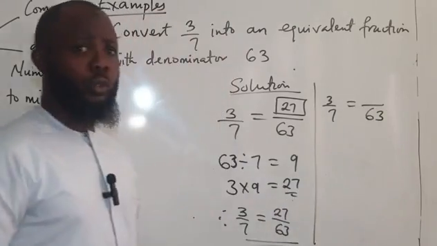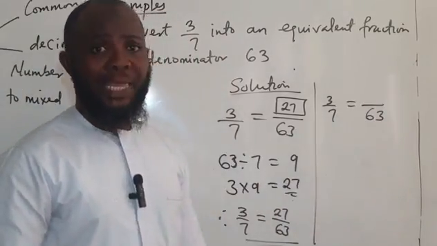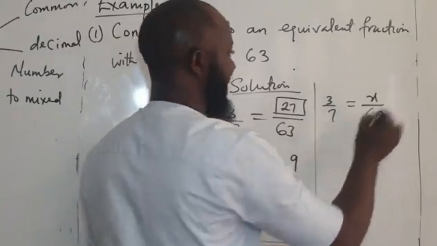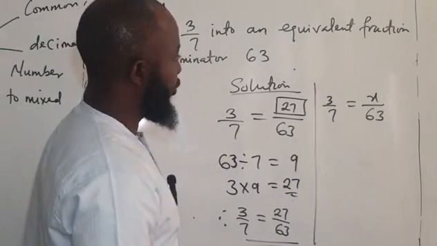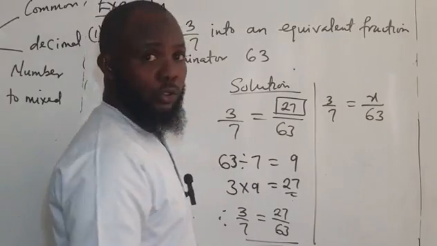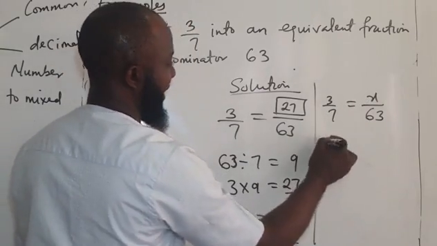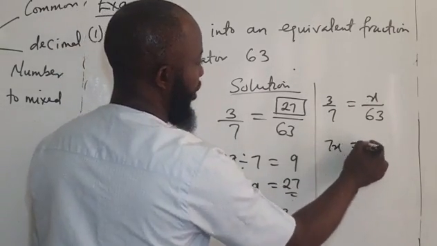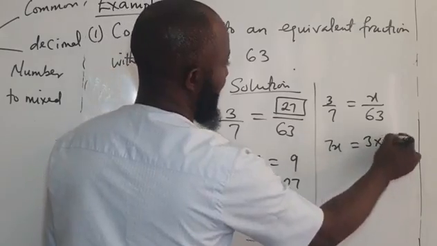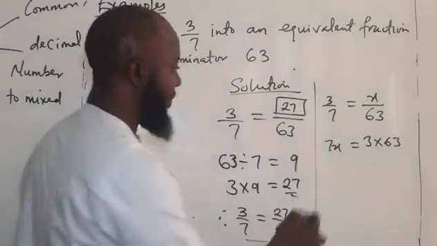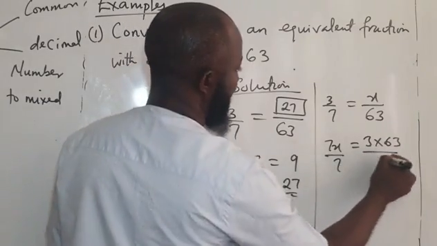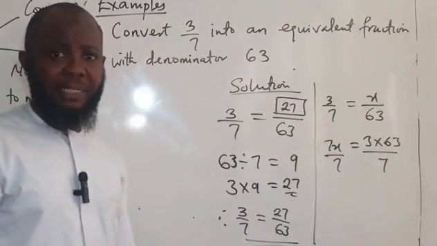So what we're going to do, we will represent the numerator by a letter. So we use a letter, let's say, x. Then we cross multiply. That will be 7 multiplied by x, which gives 7x, equals 3 multiplied by what? 63. Then we divide both sides by 7. I hope I'm making sense.